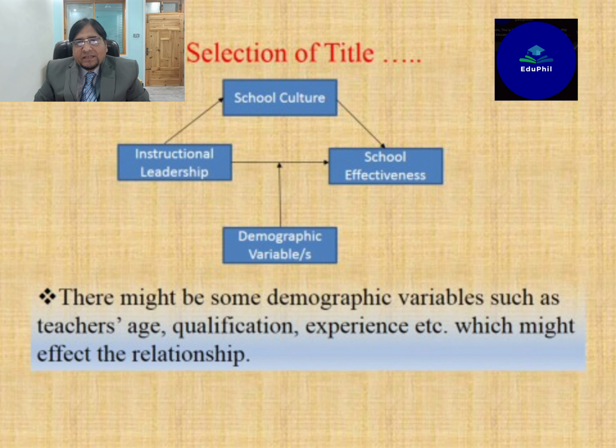There might be some demographic variables related to the school teachers who were considered as the population for this study, and those teachers might have some demographic variables or values, for example their qualification, their age, their experience in current schools, and the total service, etc., which might affect the relationship between instructional leadership and school effectiveness. So we can put the demographic variables' effect on the relationship between instructional leadership and school effectiveness, as you can see in the model given.